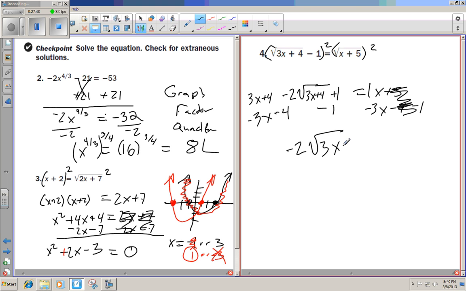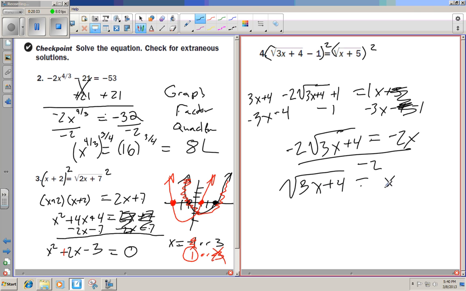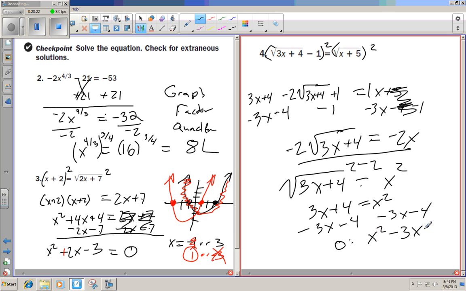Square root 3x plus 4 equals -2x. You're going to divide by -2. You're going to square both sides. You're going to add 3x and minus 3x and minus 4. Let's make sure I don't make a mistake this time. And you get that 0 equals x squared minus 3x minus 4.